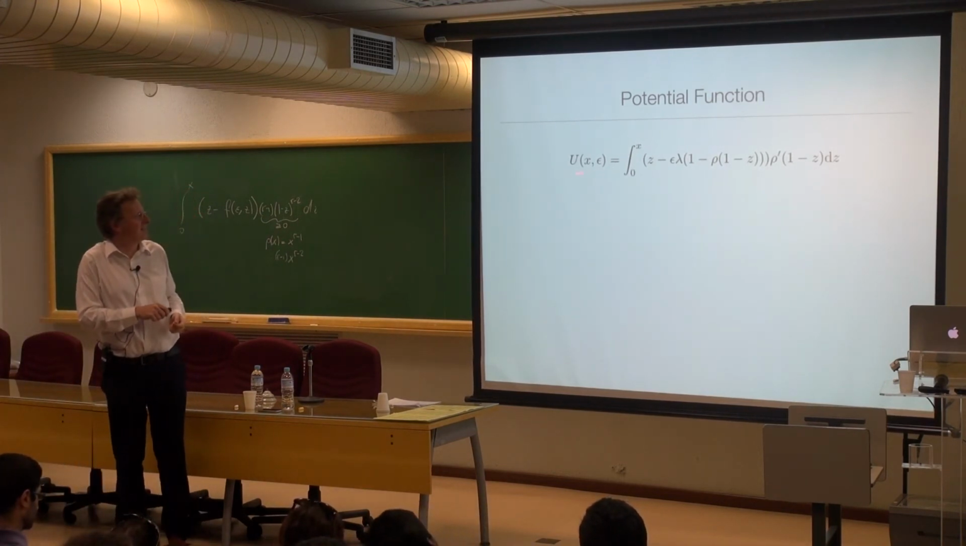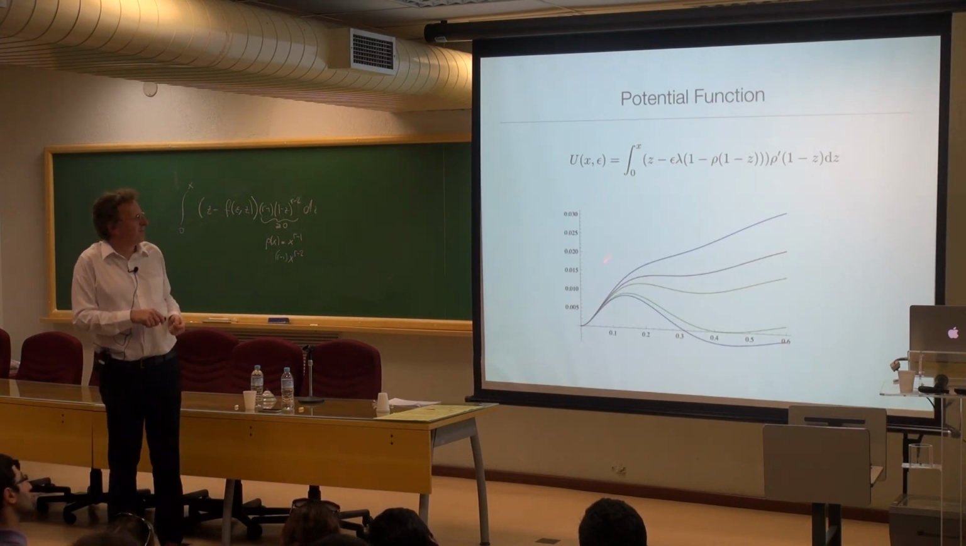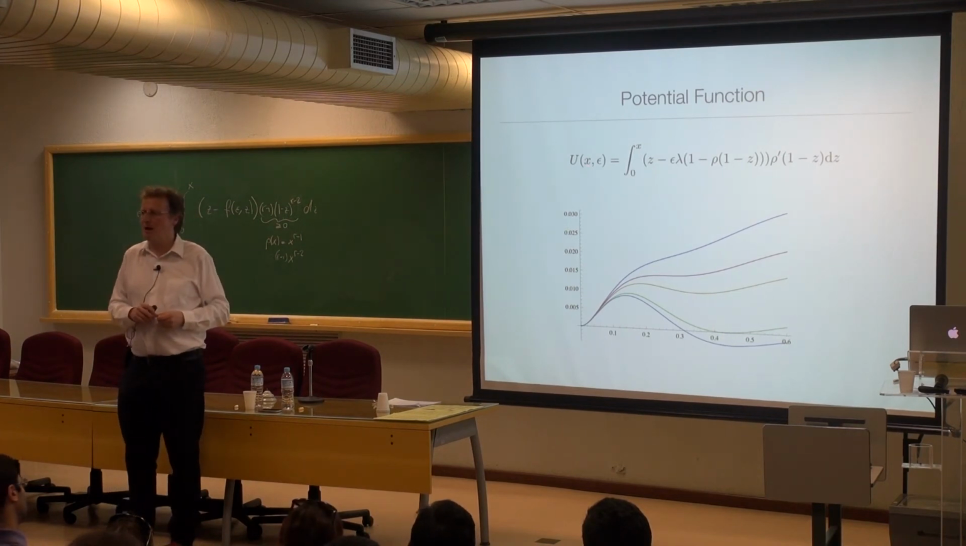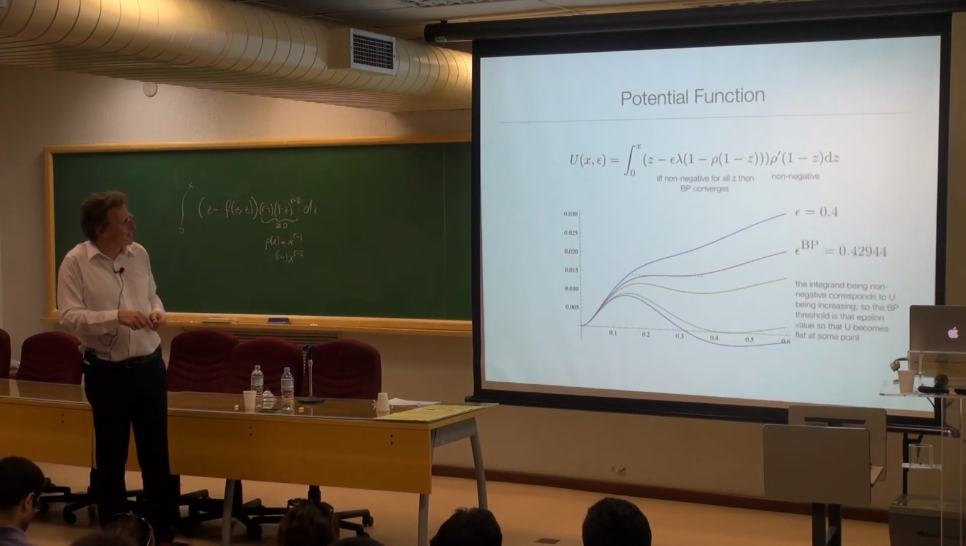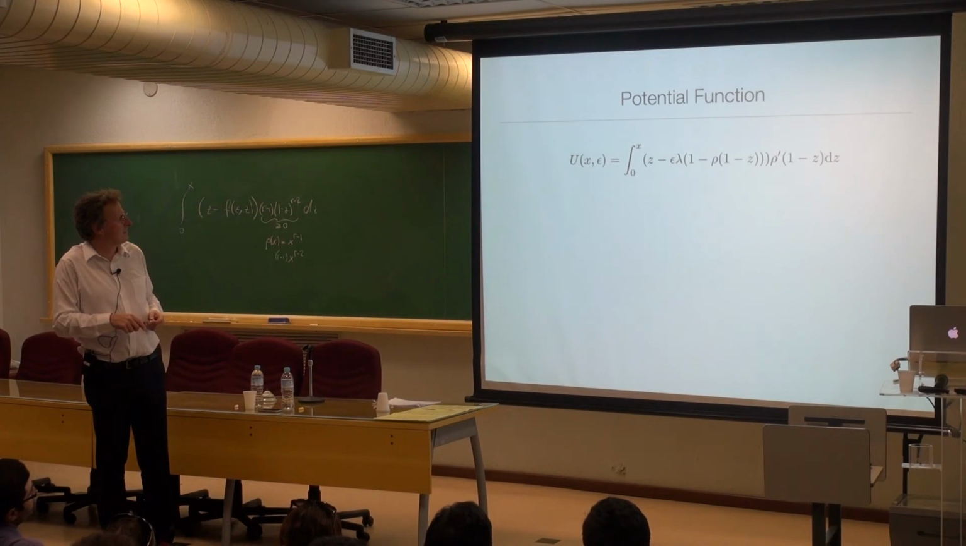So the claim is that this is a very nice function, a potential function, and that you can trivially see in this potential function first the BP threshold of the uncoupled system. How do you see it? Well, so this is... Let me just see where I am.